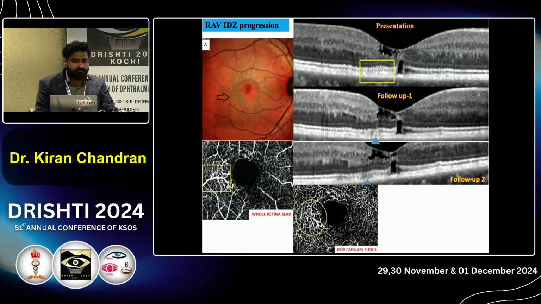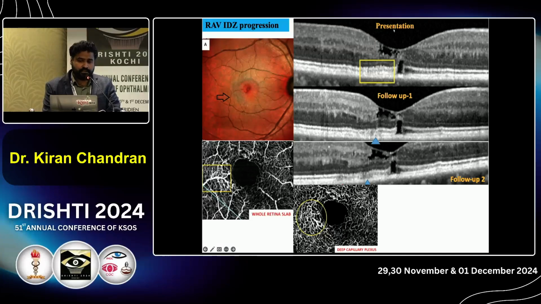So coming to a few examples, this diagram demonstrates the RAV associated interdigitation zone progression in MacTel. On multicolor photo, you can see the presence of RAV temporally. On whole retina slab of OCTA, this RAV is appearing very prominent and corresponding deep capillary plexus shows telangiectasias which appear as slightly dilated and irregular vessels adjacent to the foveal avascular zone.